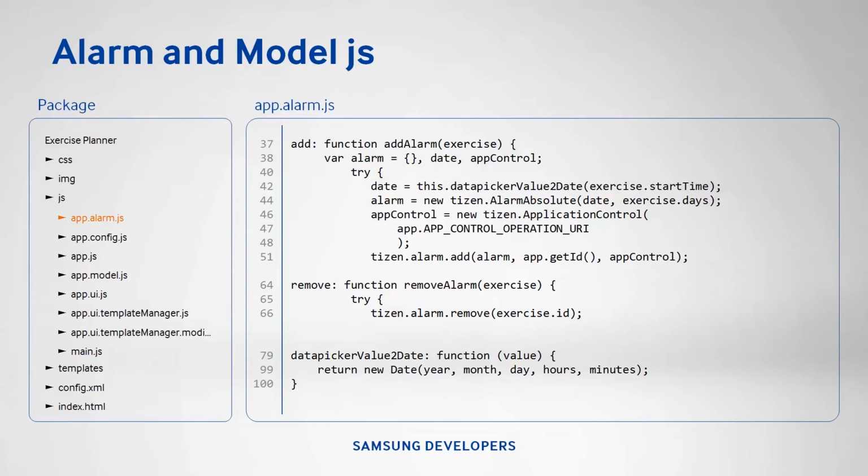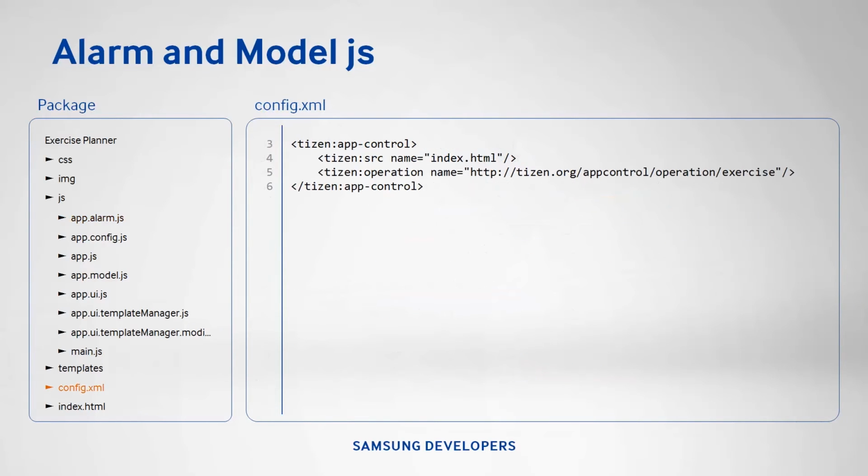With the date ready, we're ready to create our alarm object. It is instantiated as an alarm absolute object, passing along the date and exercise days. Since we want our app to open its own notification screen later, we need to include an app control object passing the app control operation URI defined in app.js. This tells the Tizen Alarm Manager that we need to have this app open when the alarm time is reached.